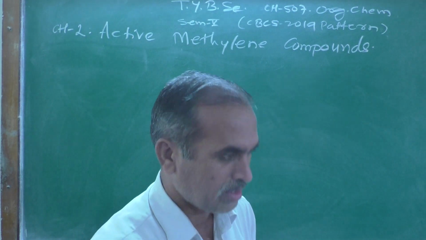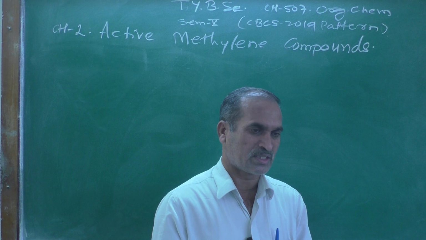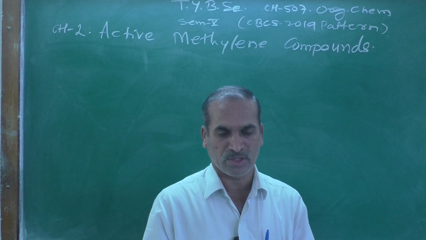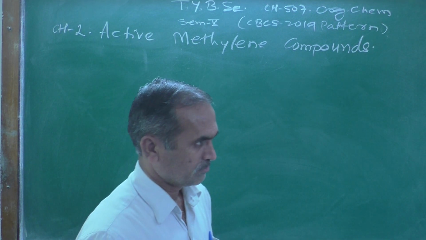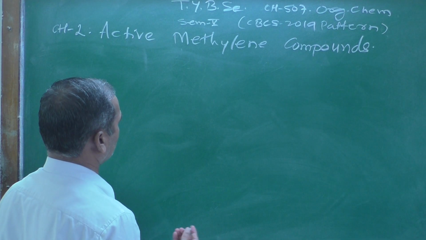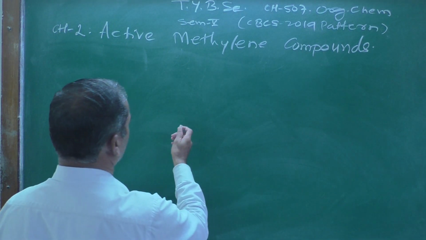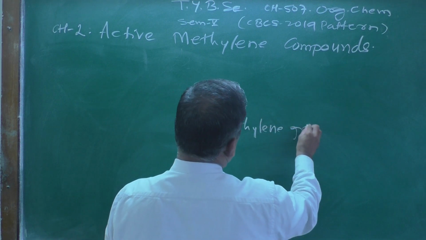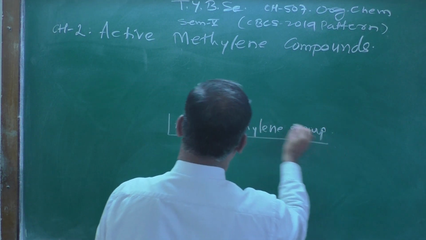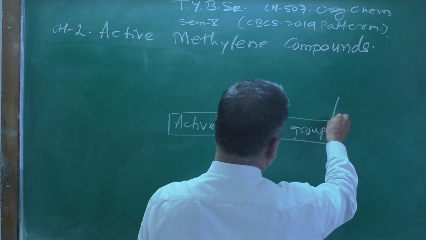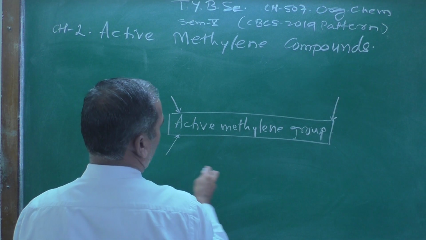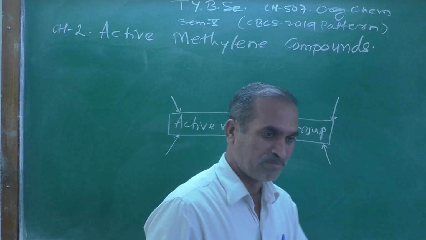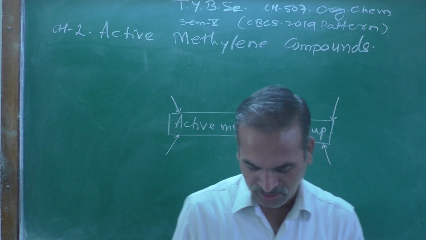And here we are going to discuss very few examples of active methylene compounds or reactive methylene compounds, because at T.Y.B.Sc level, as far as your level is concerned, we will discuss only a few of them. Let us see here, active methylene group. Here I am representing these kinds of boxes. For example, out of these four, two of them are very important as far as synthetic organic chemistry is concerned.